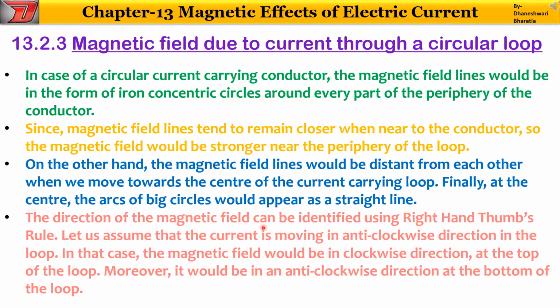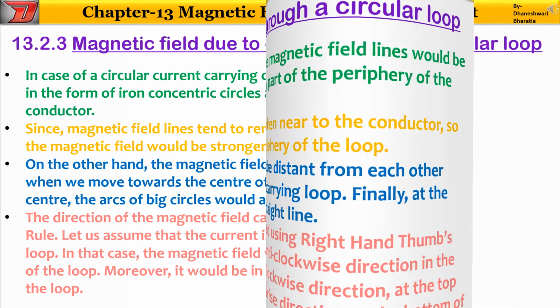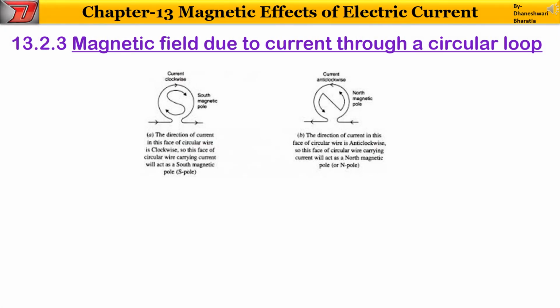The direction of the magnetic field can be identified by using the right hand thumb rule. Let us assume that the current is moving in anti-clockwise direction. So if it is anti-clockwise direction, then it will act as the north pole. Okay, and if the current would be in the clockwise direction, it will act as the south pole. Now how come I am speaking all these things? So whatever I have discussed in the previous slide, that was based on this particular clock face rule.